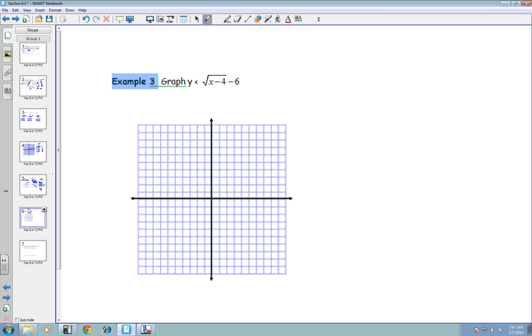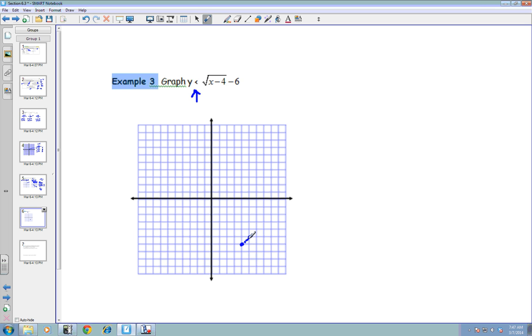Now the last type of problem that you're going to have is the same thing, but we're going to be graphing an inequality, which means we're going to be shading part of the graph. So this translation says I'm going to move it to the right 4 and down 6. Okay, so I'm going to sketch this in. I know my next point is always up 1, to the right 1.